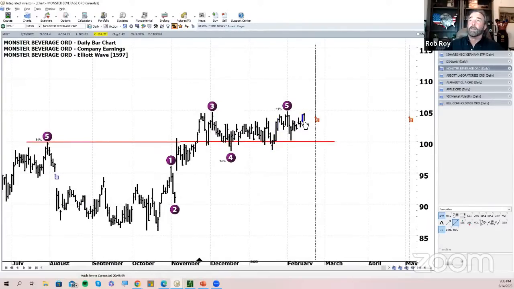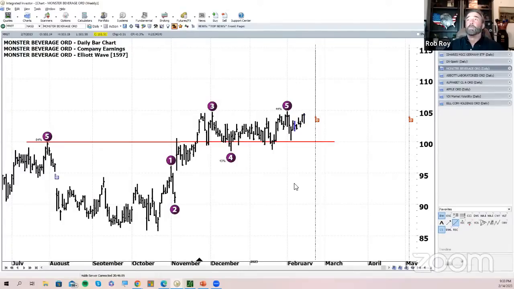But look what's happened yesterday and today. It looks like we're trying to make a break above 105. Now it's got earnings coming up in a couple of days, and maybe you don't want to stay for that. Maybe you do. Maybe that's going to propel it higher. It's always a risk to hold it through earnings. But look at that hammer doji there.